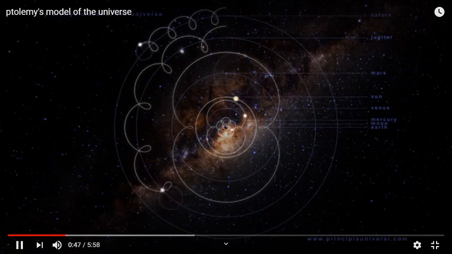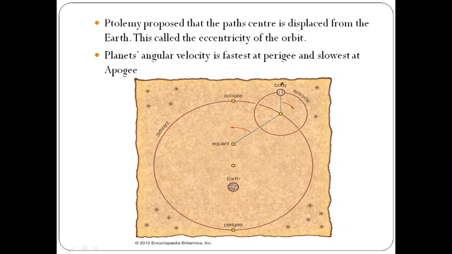Now let us move on with the other points. Ptolemy proposed that the path center is displaced from the earth. This is called the eccentricity of the orbit. As you can see here we have two circles. The first circle is the epicycle, and the epicycle follows another circular path which is the deferent. We actually think that earth is at the center of the deferent, but Ptolemy proposed that the earth is slightly displaced from the center of the deferent circle, and that is defined as the eccentricity of the orbit.